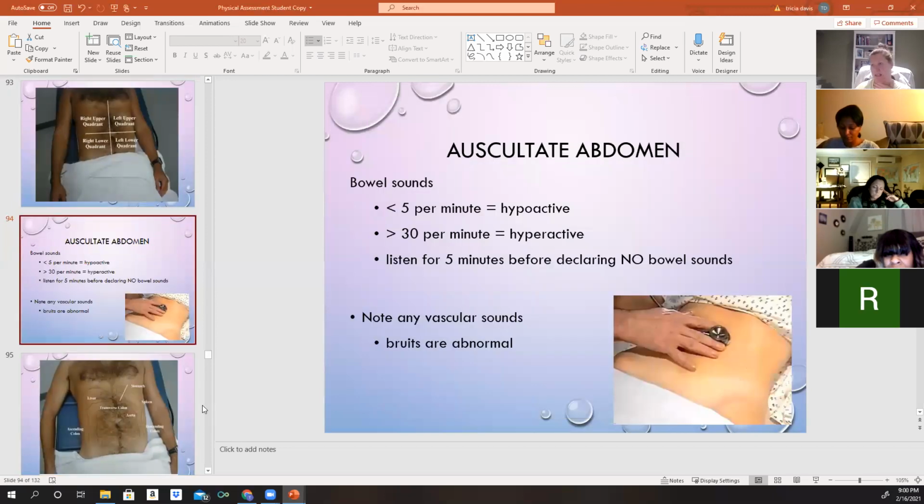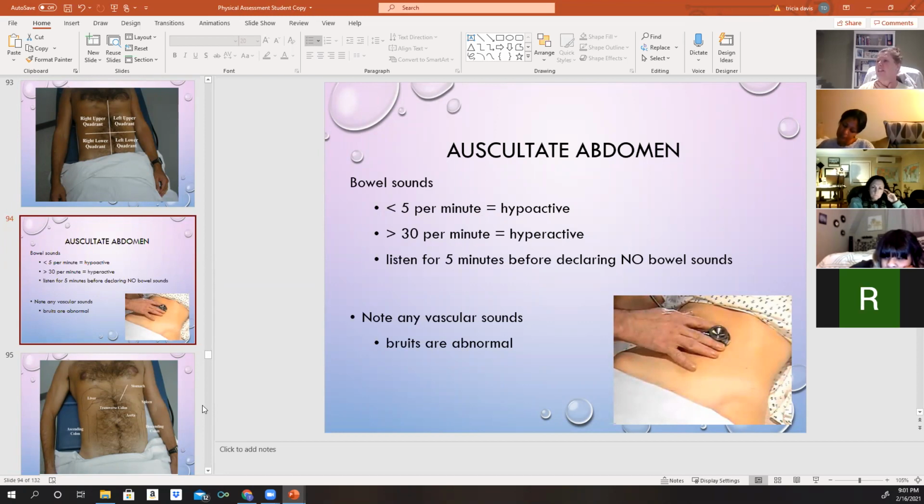When we're listening to bowel sounds, less than 5 per minute is going to be hypoactive. A bowel sound is pretty similar to what you hear when your stomach growls or you've heard your stomach rumble. I'm sure we've all heard our stomach rumble. Those are bowel sounds.